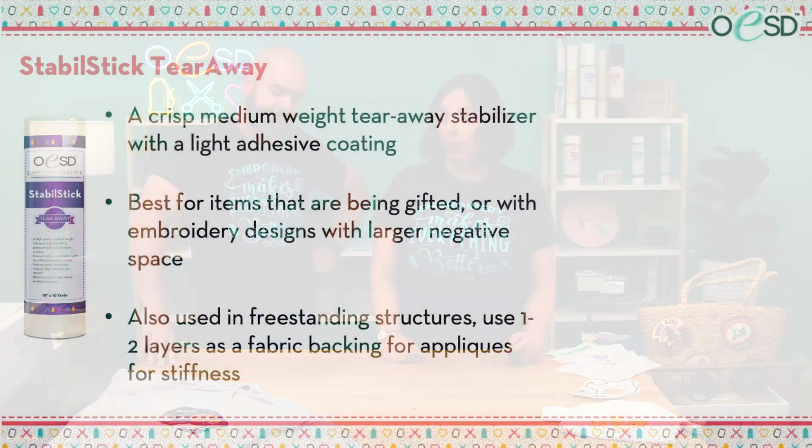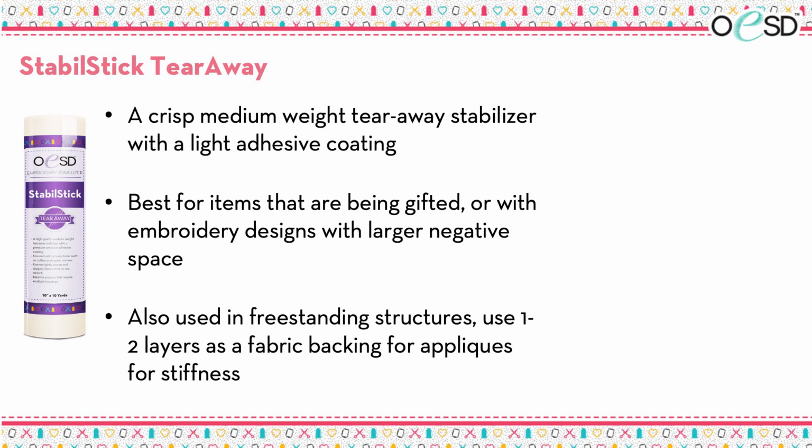So Ultra Clean and Tear Plus and Stable Stick Tearaway are two sticky tearaway stabilizers. But they're different. You might say, how? Why do you have two of the same thing? Because they're very different. Stable Stick Tearaway, and again, there's a cutaway and a tearaway version, so make sure you pay attention to which one you have, is a crisp, medium weight tearaway stabilizer with a pressure sensitive coating. Pressure sensitive meaning sticky. This is my favorite stuff.